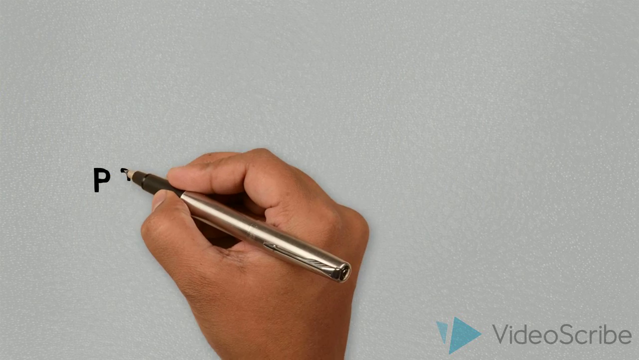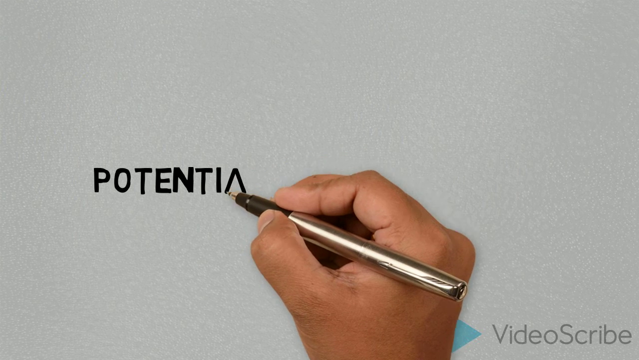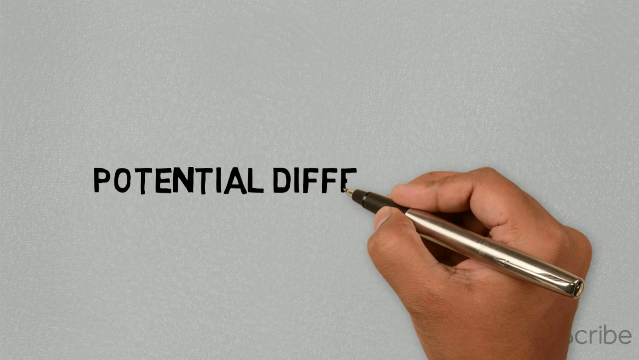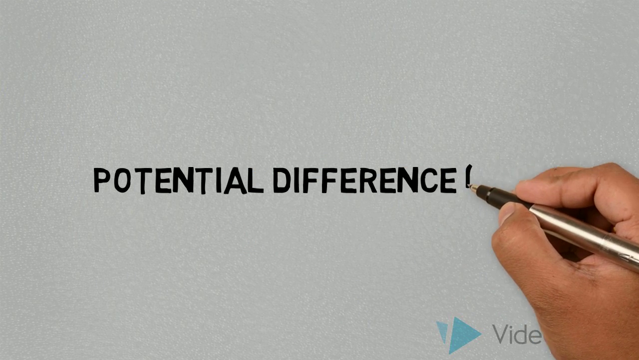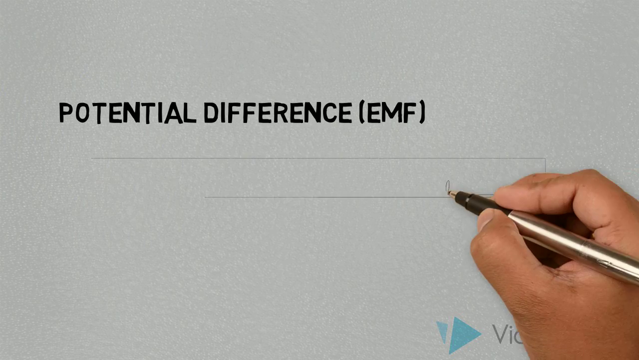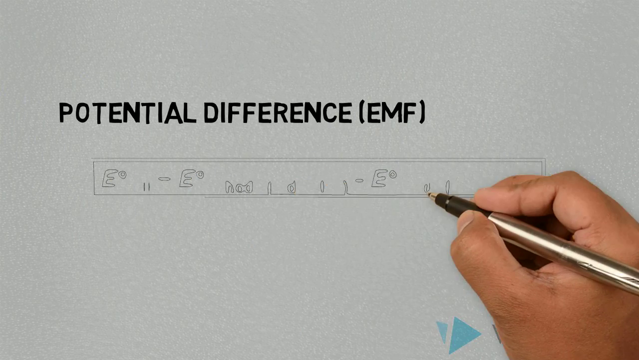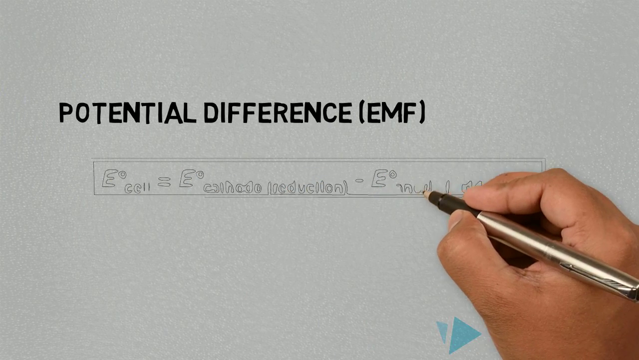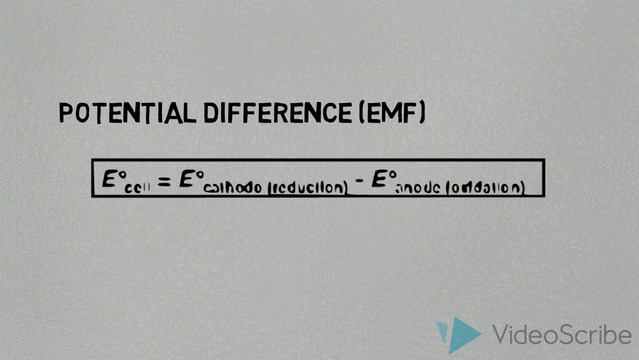Once it is completed, a voltage can be measured across the cell using a voltmeter. The cell potential is also called the voltage or the electromotive force of the cell. The formula is as follows: E cell equals E cathode minus E anode.